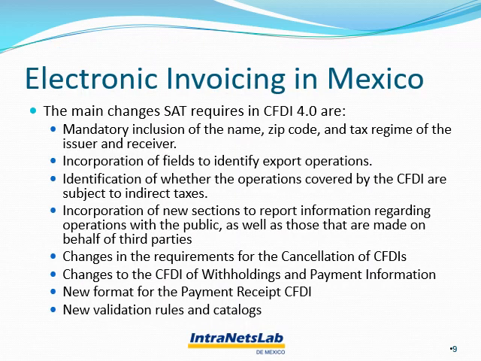The main changes SAT requires in CFDI 4.0 are the following: mandatory inclusion of the name, zip code, and tax regime of the issuer and the receiver, incorporation of fields to identify export operations, identification of whether the operations covered by the CFDI are subject to indirect taxes, incorporation of new sections to report information regarding operations with the public, as well as those that are made on behalf of third parties.